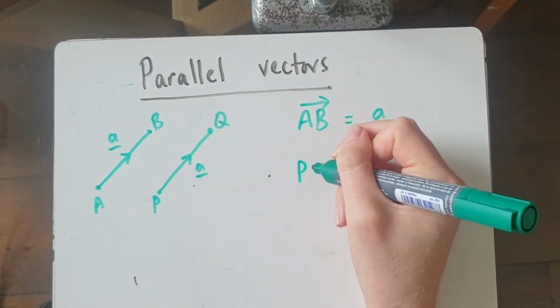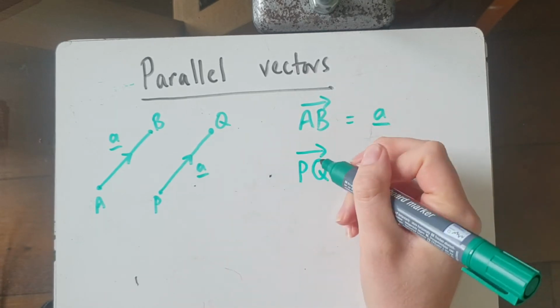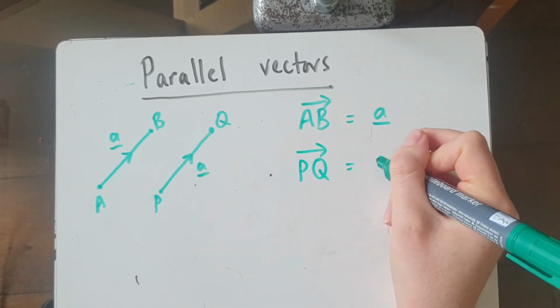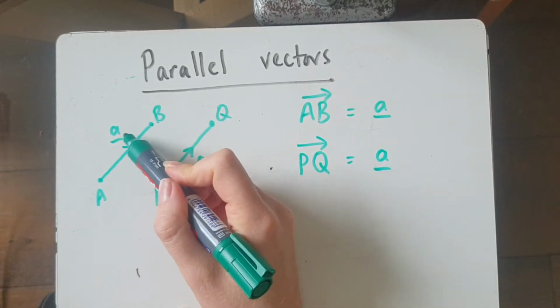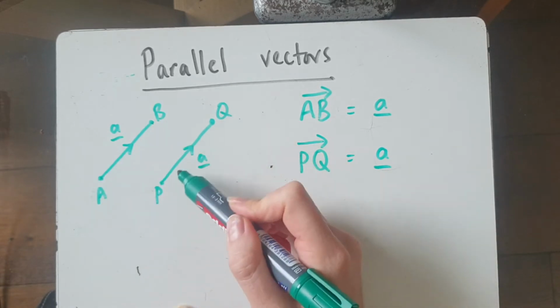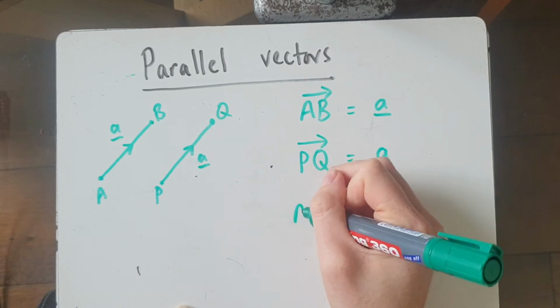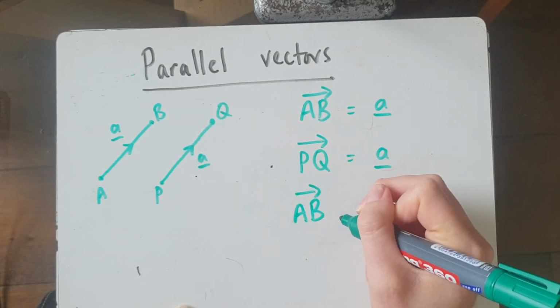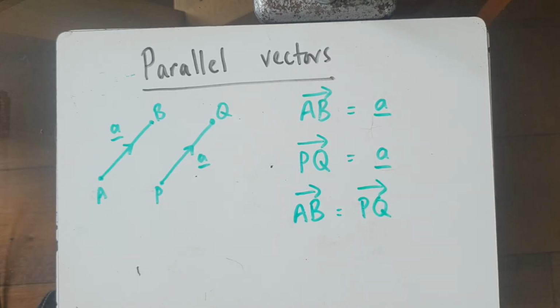So we can say that PQ, if we look at this one, P to Q is also equal to A. So A to B is the vector A, because that's just the direction it has, and P to Q is the vector A, because that's the direction it has. So we can also say that these two vectors, A to B and P to Q, are equal. However, they do not represent the same points in space.